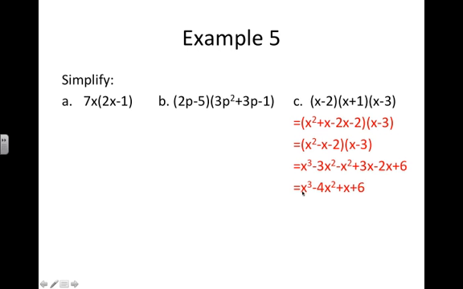All right, combine like terms. We've got x cubed, negative 4x squared, 3x minus 2x gives us x, and then plus 6. And so we can't combine any further, and so that's our final answer.